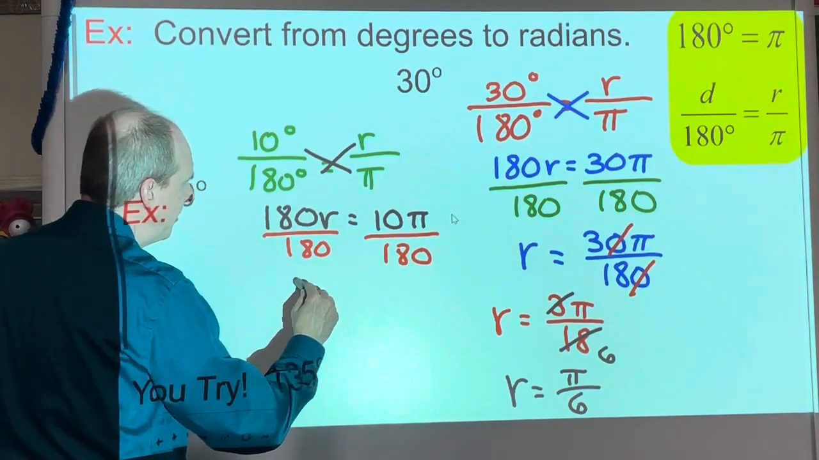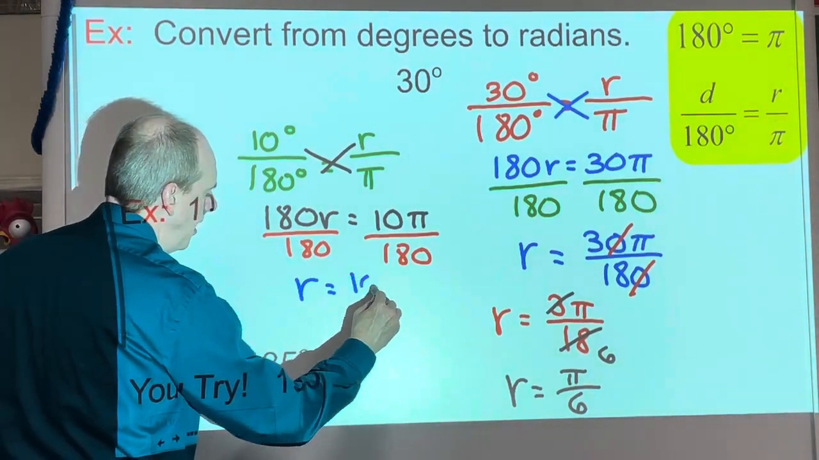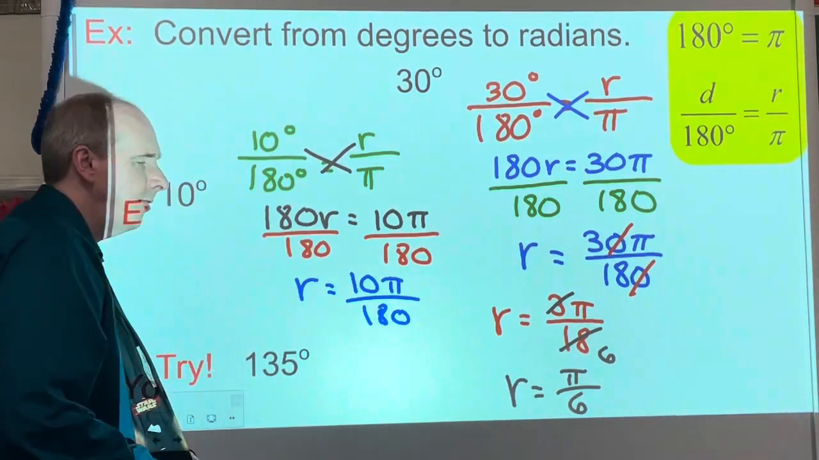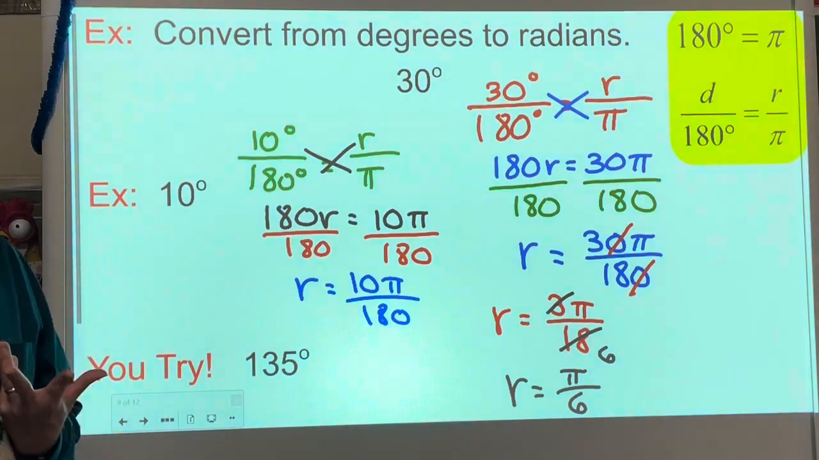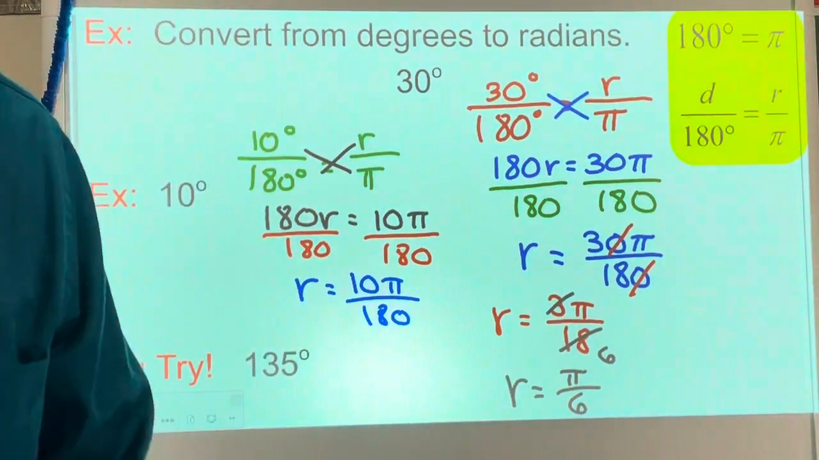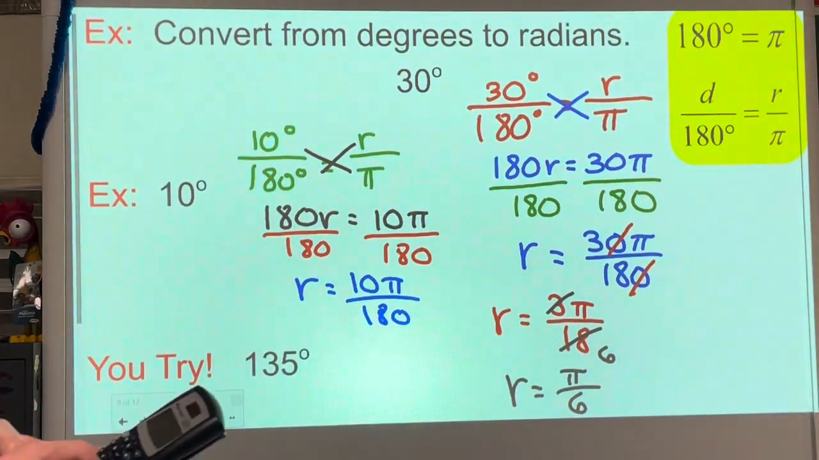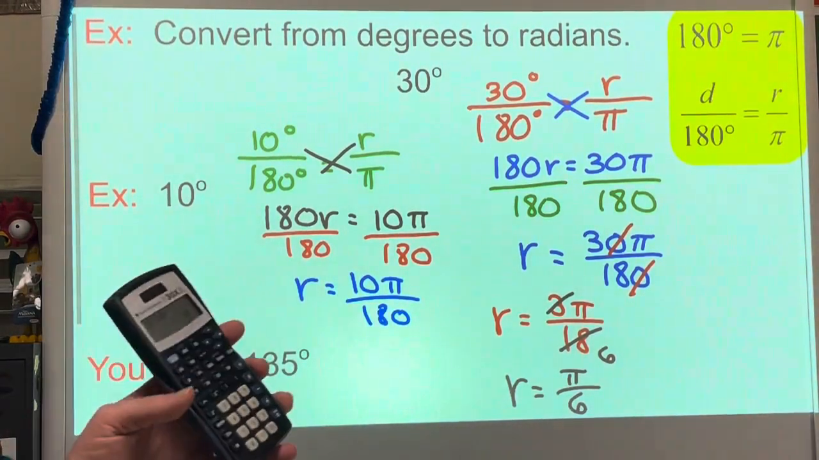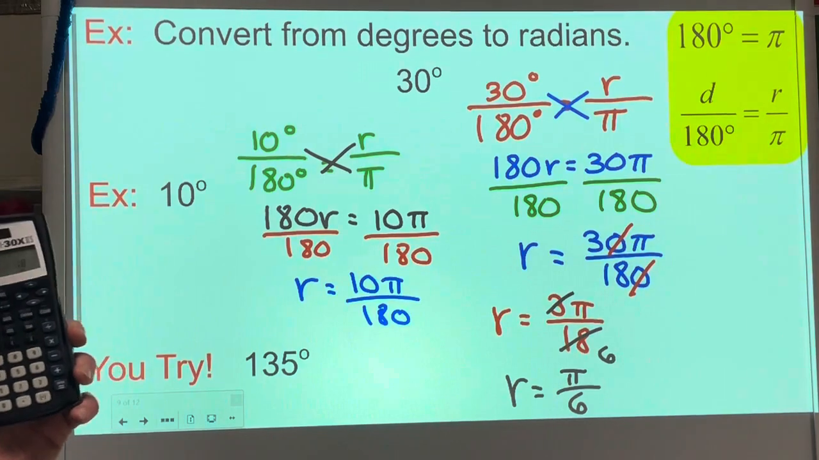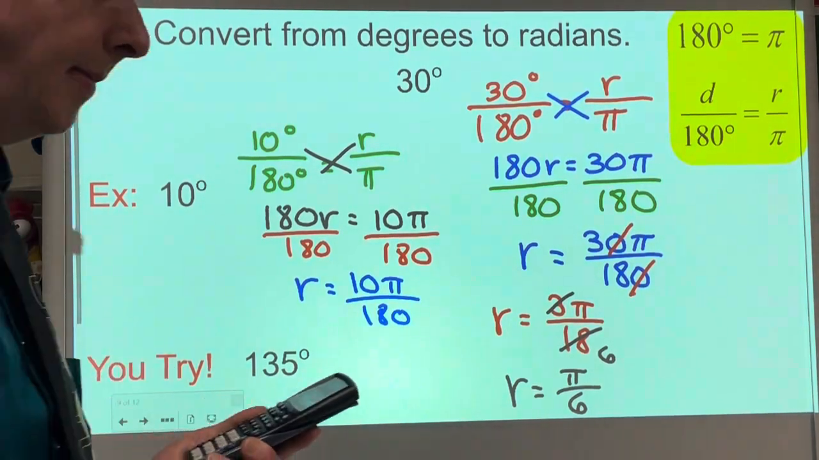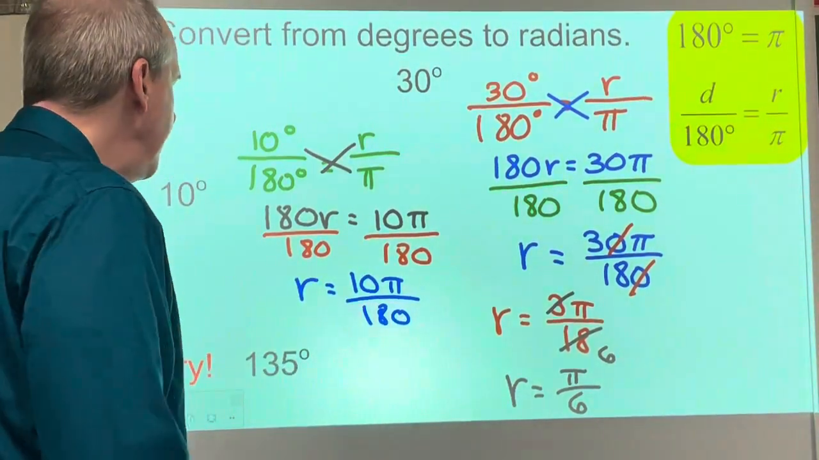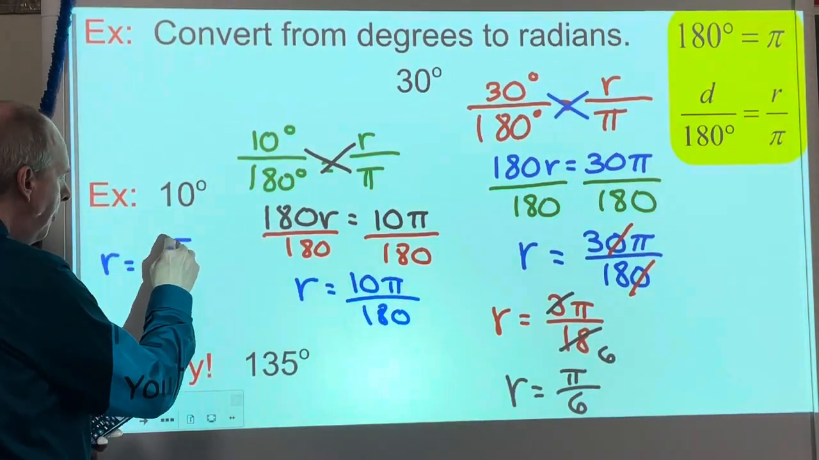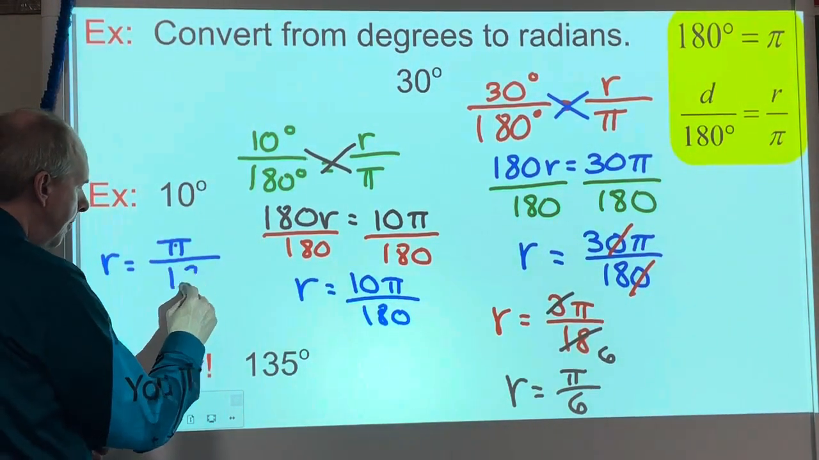So the 180s cancel, r equals 10 pi over 180. If you want to try and cancel without a calculator, great. Otherwise, I would recommend you use the ABC button, 10 ABC 180, and reduce it. I get 1 over 18. My answer, 1 pi, or just pi, over 18.